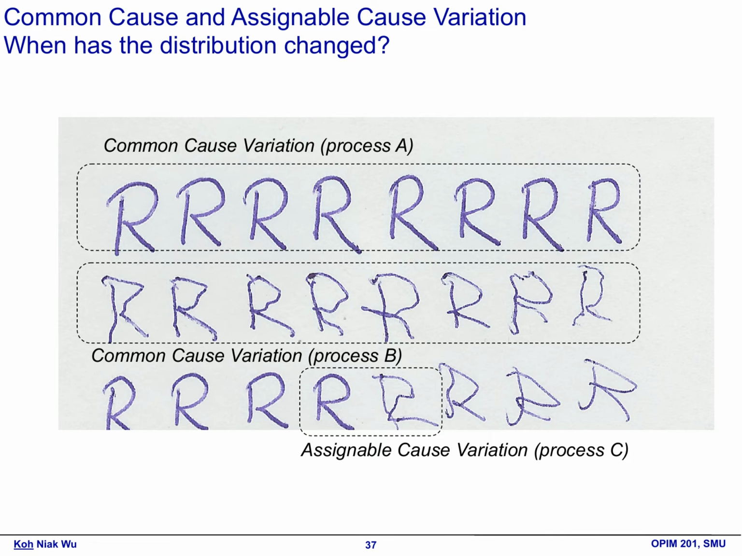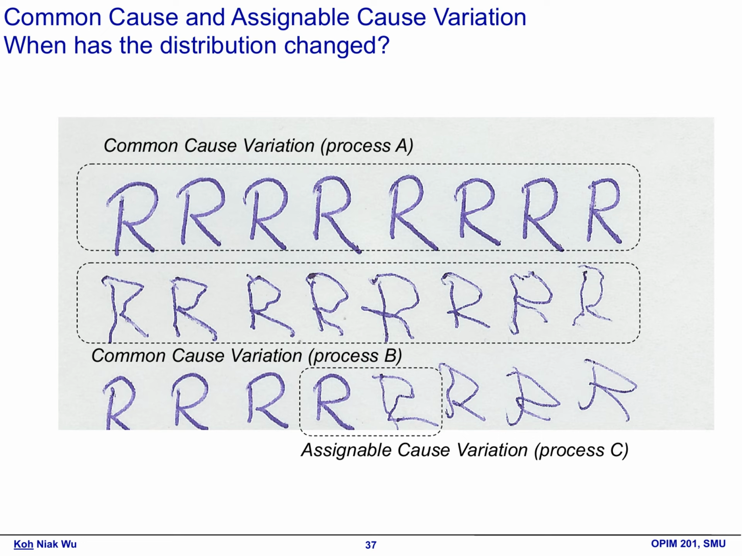We explore variation in processes. The top section shows common cause variation for process A, where the handwriting is consistent, suggesting stability. Below it, process B demonstrates a similar pattern, indicating that both processes have inherent variability caused by common factors.